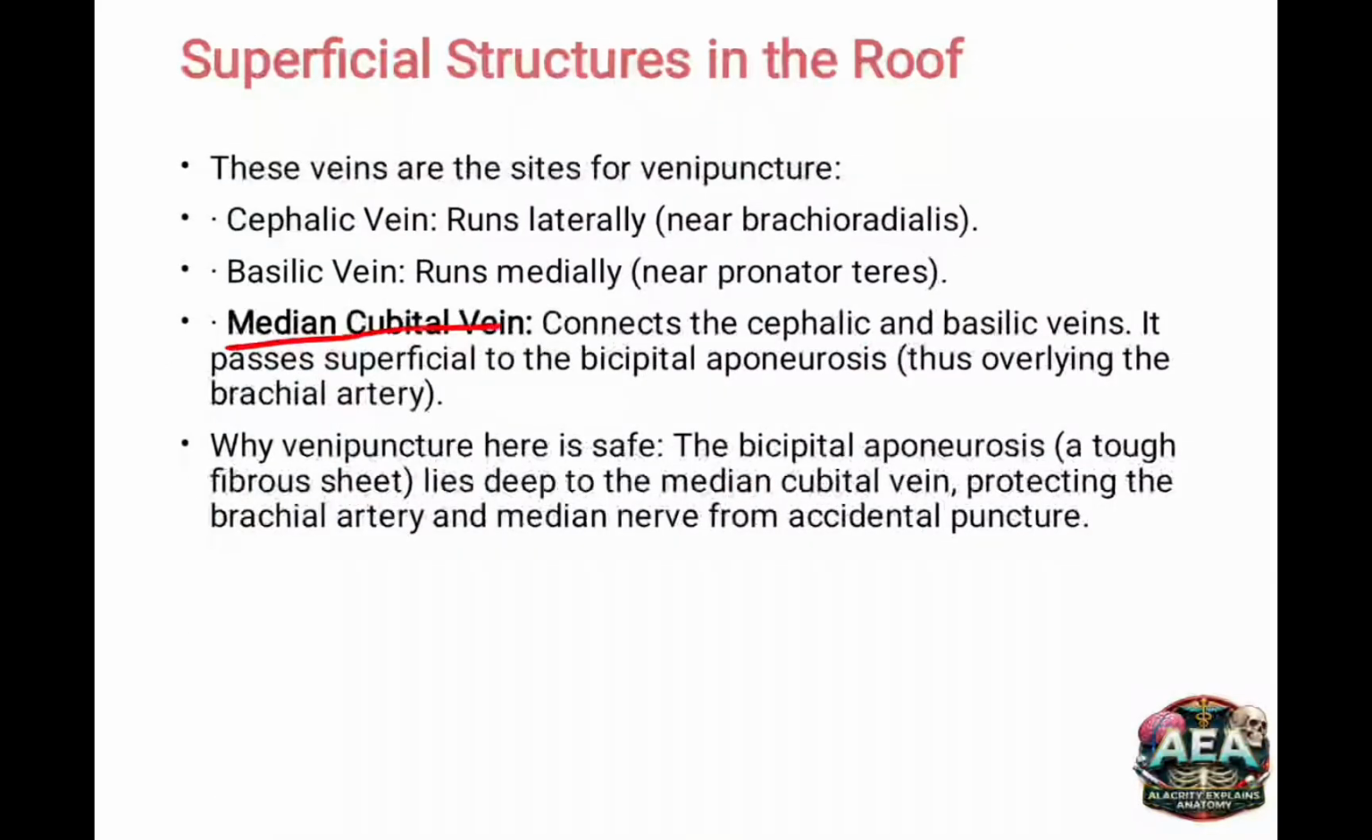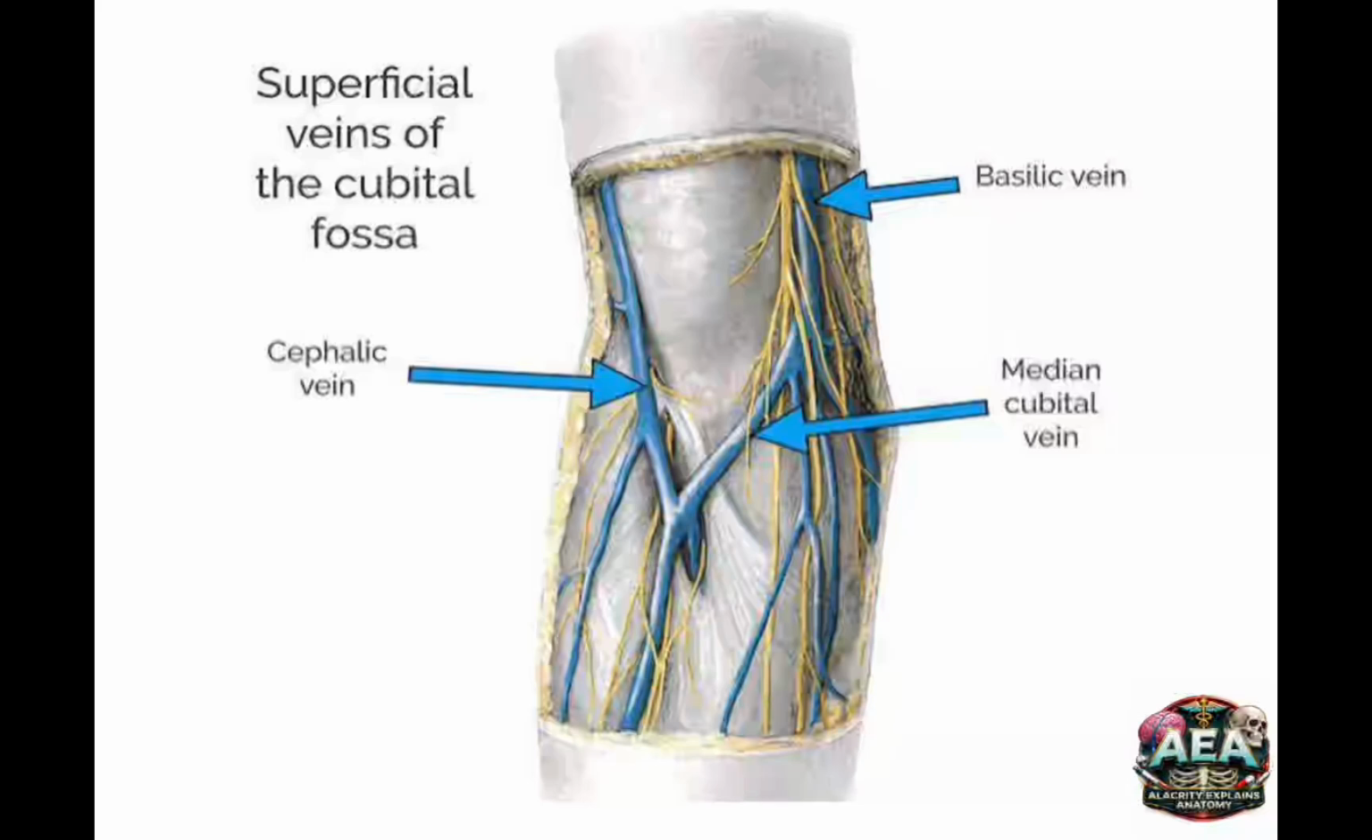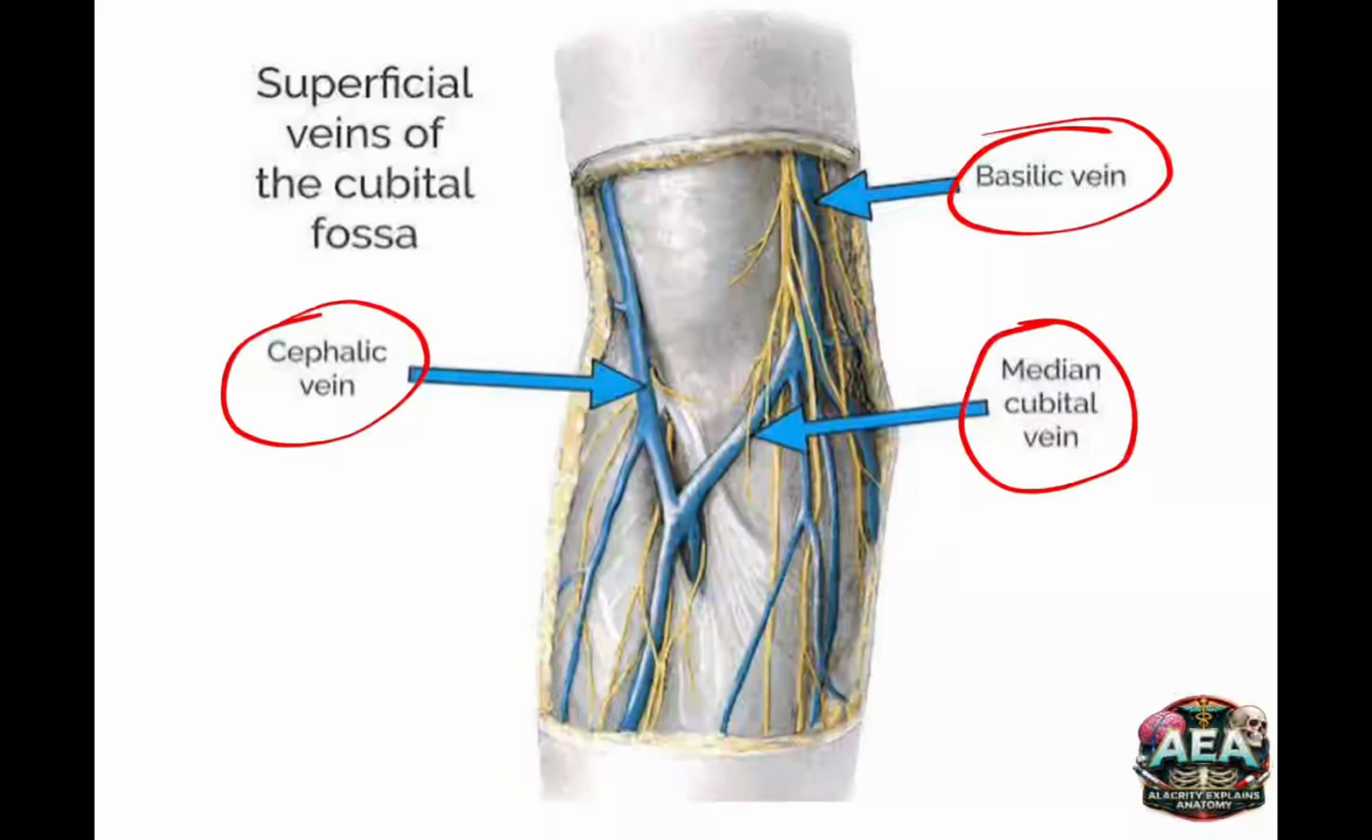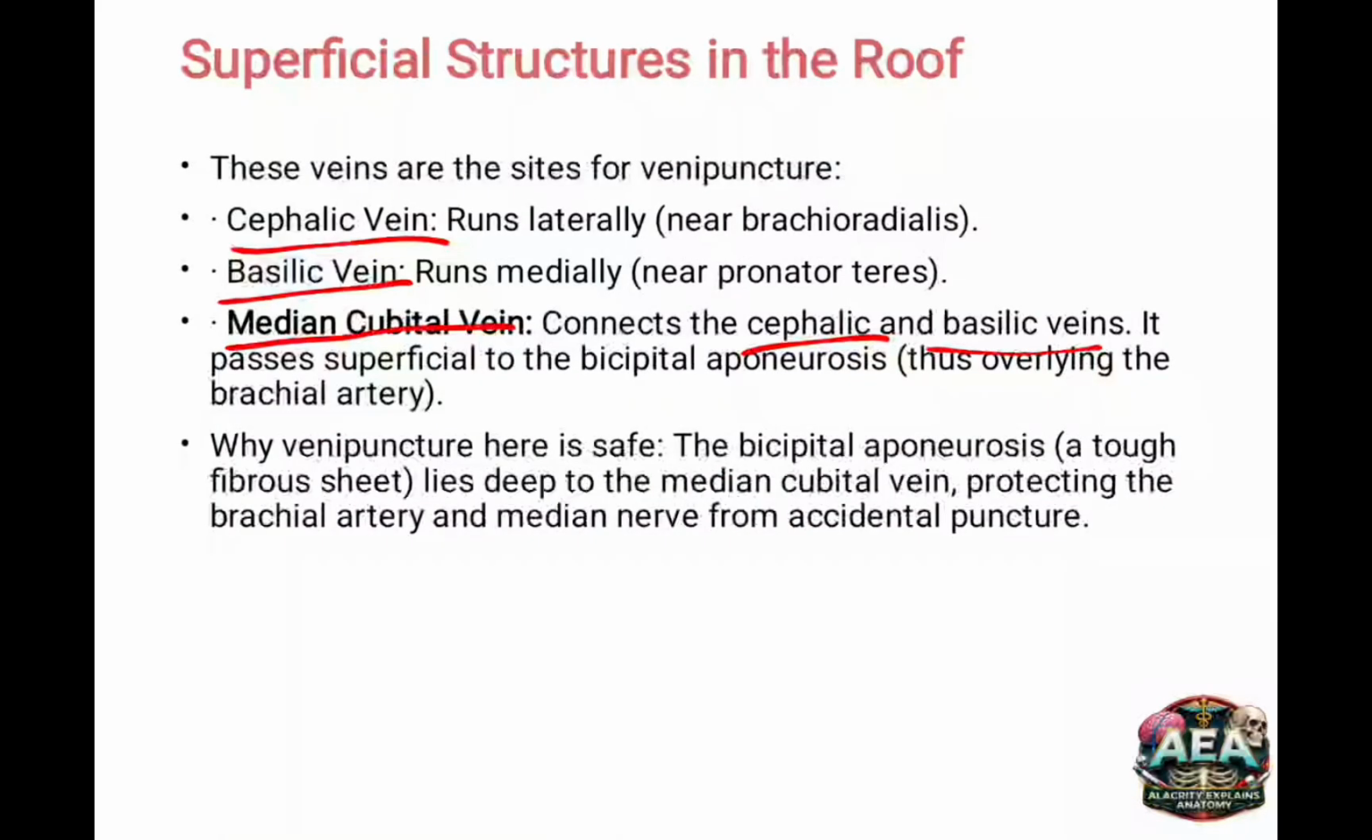Here we have the median cubital vein, which is the major one. The other veins are the cephalic vein and the basilic vein. The cephalic vein runs laterally near the brachioradialis, while the basilic vein runs medially near the pronator teres. The median cubital vein connects the cephalic vein and the basilic vein. These are superficial veins of the cubital fossa.